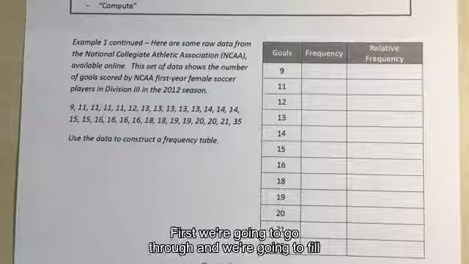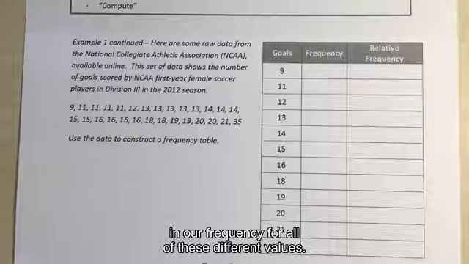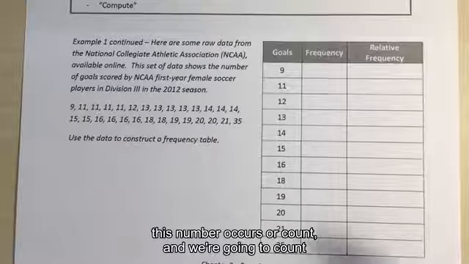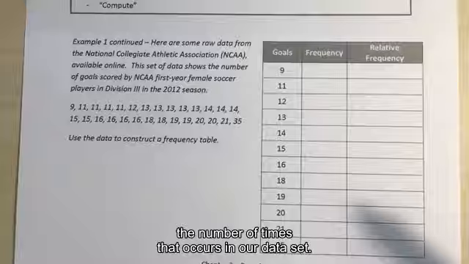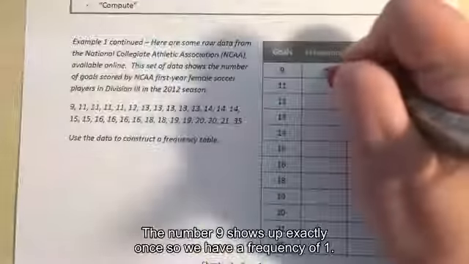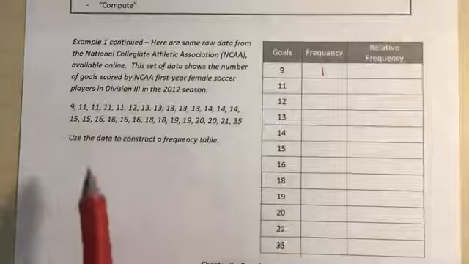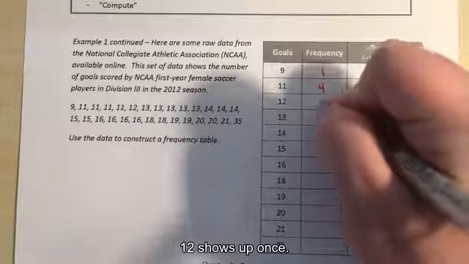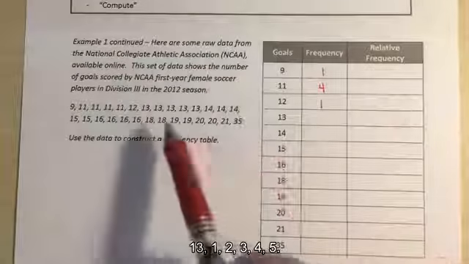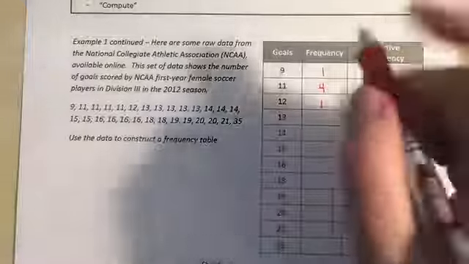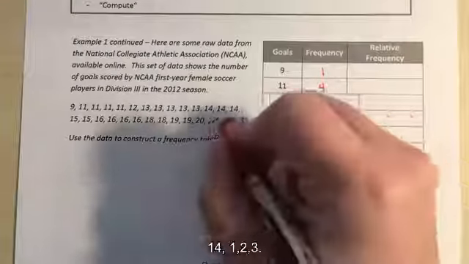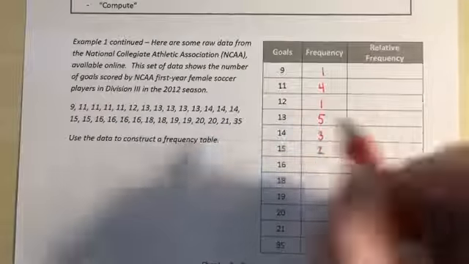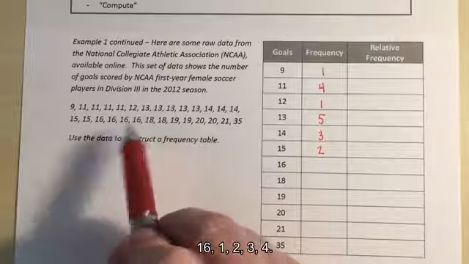First we're going to fill in our frequency for all of these different values. Our frequency, remember, is the number of times that this number occurs, or the count. So the number 9 shows up exactly once, so we have a frequency of 1. 11, we have 1, 2, 3, 4. 12 shows up once. 13, 1, 2, 3, 4, 5. 14, 1, 2, 3. 15, 1, 2. 16, 1, 2, 3, 4.